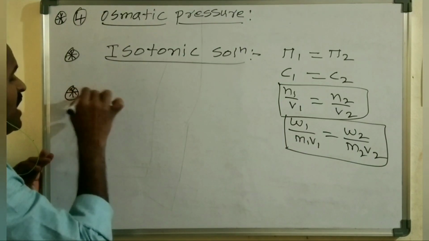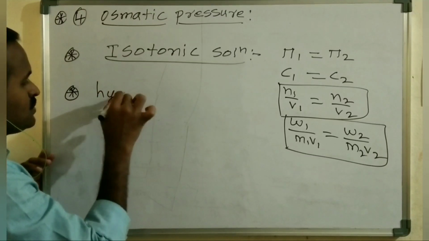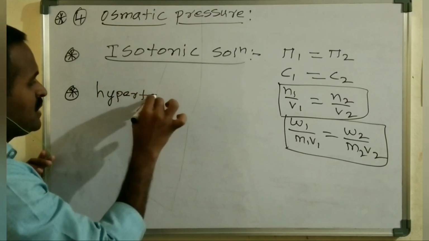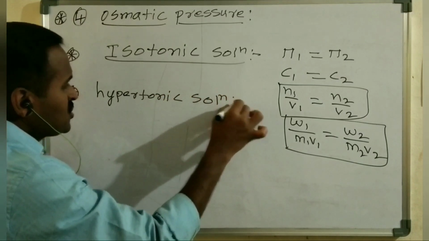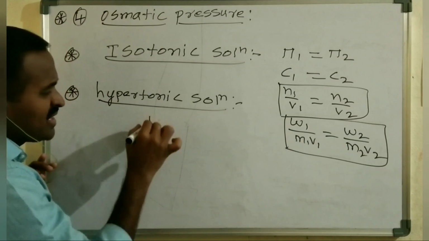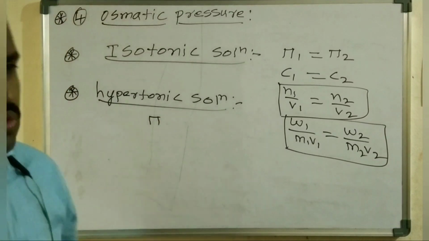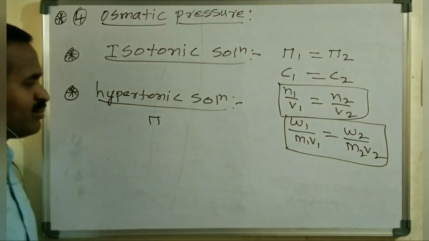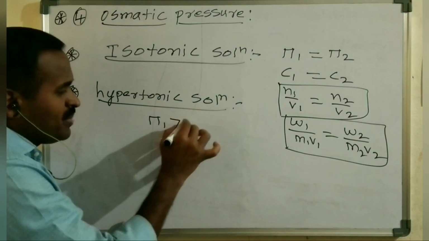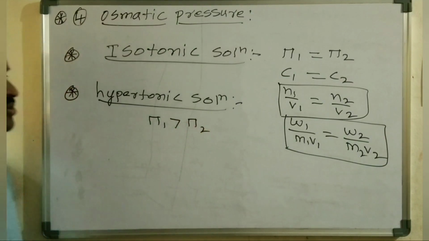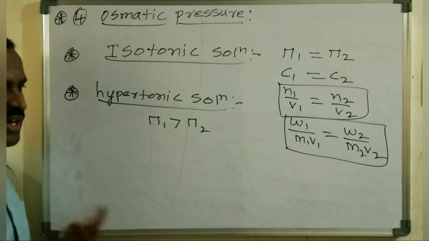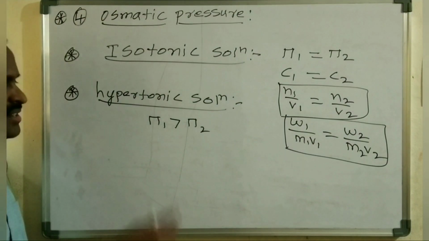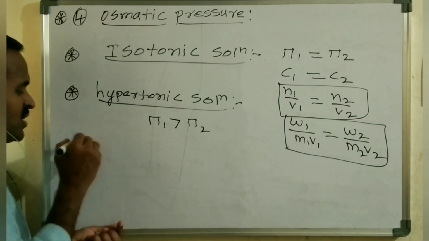The other one is hypertonic solution. Hypertonic solutions are those in which one solution's osmotic pressure is more than the other one's. If pi1 is greater than pi2, then such a solution is a hypertonic solution. The solution whose osmotic pressure is more than the other one is a hypertonic solution.